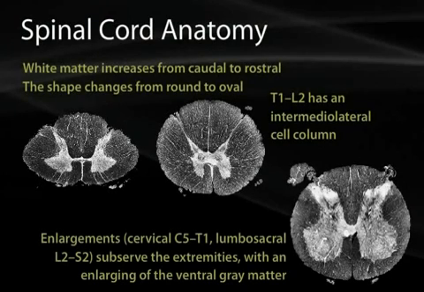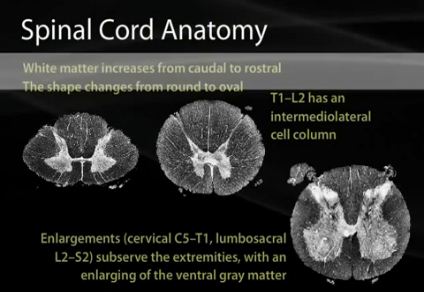One other thing that you can use is that the shape of the spinal cord tends to change from round to oval as you extend up the cord. So that cervical spinal cord is going to look more oval than down below those levels, as you can see in this slide here.